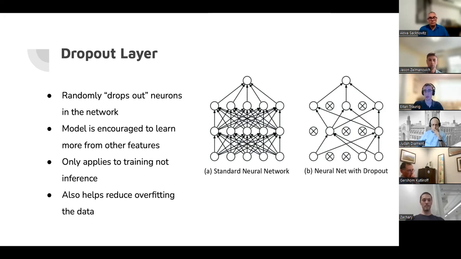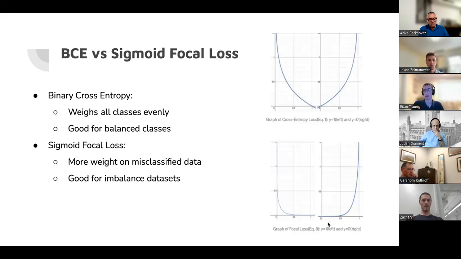This also only applies to training and not the inference, since we want to use the full power of the model on inference. This will also help our model's ability to generalize on new data and will improve our accuracy on testing. Next slide.